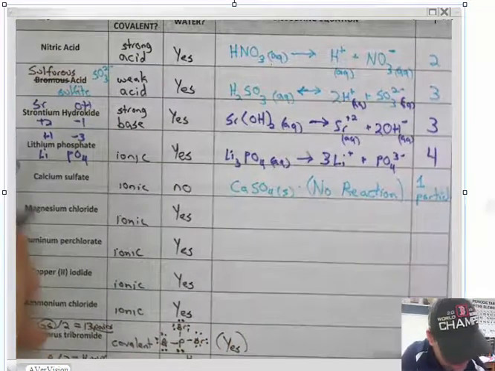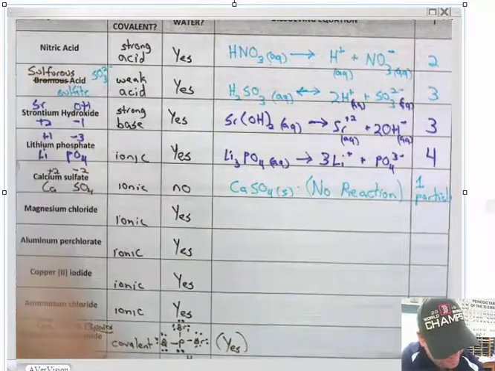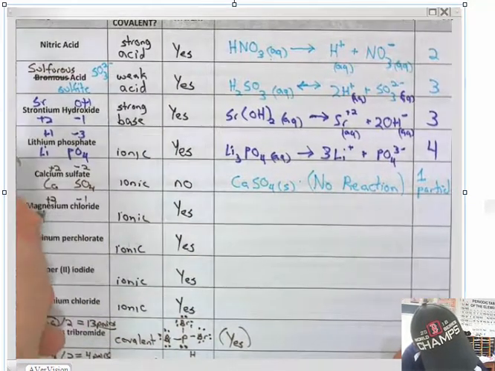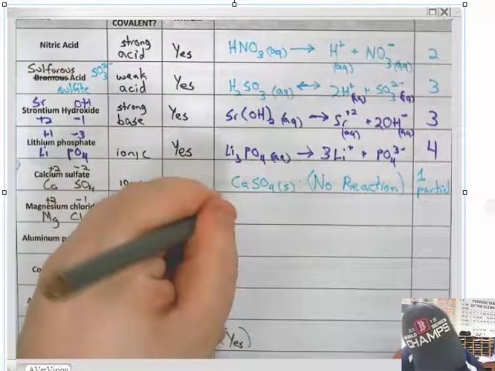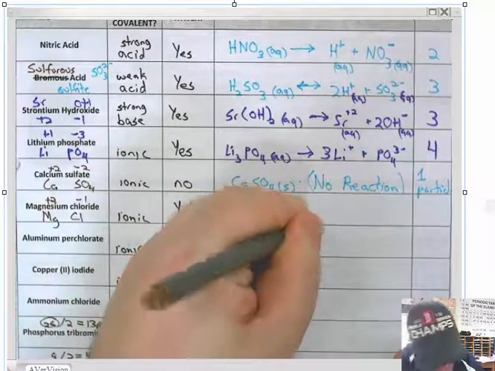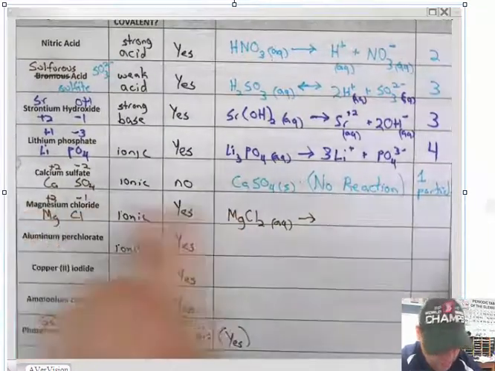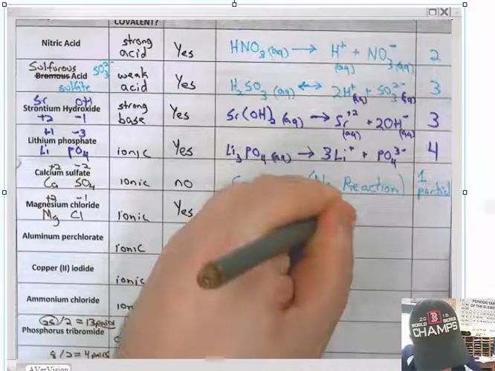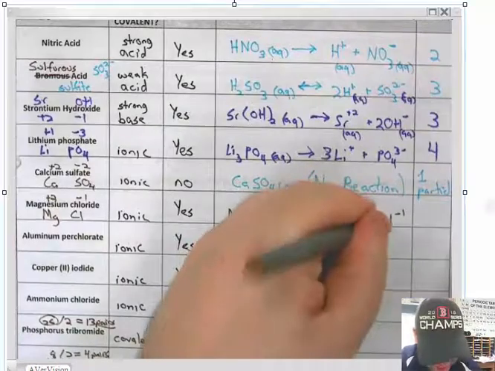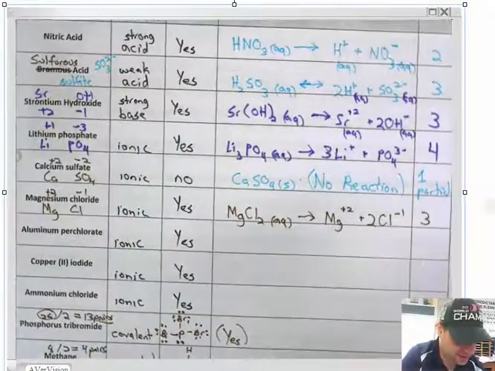Magnesium chloride. I should have told you calcium was plus 2 and sulfate's minus 2. This is Ca and this is SO4, right? Magnesium chloride. This is plus 2 and this is minus 1. Mg and Cl. So this is MgCl2. It is aqueous because it is soluble. So this is going to break apart into magnesium and chloride ions. There are no diatomic ions, so you have to put a 2 here. 1 plus 2 is 3 ions.